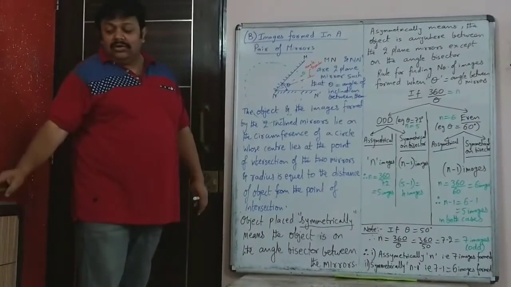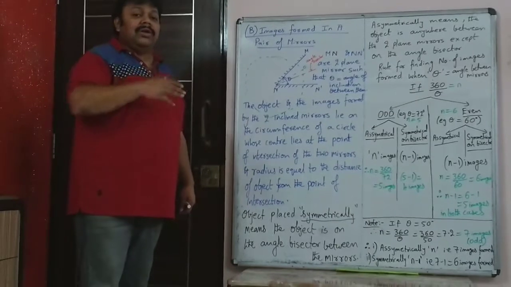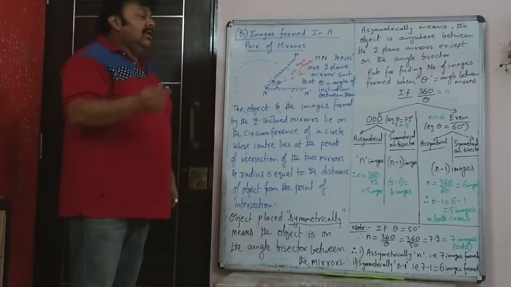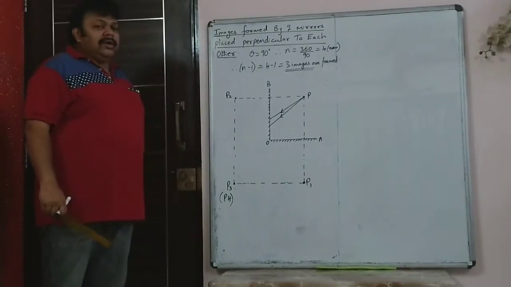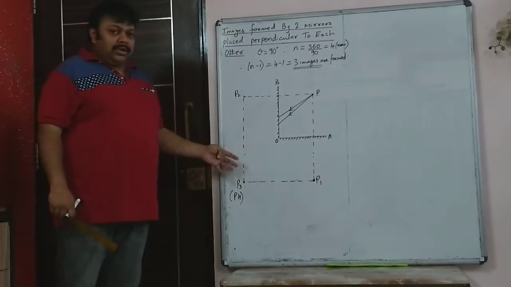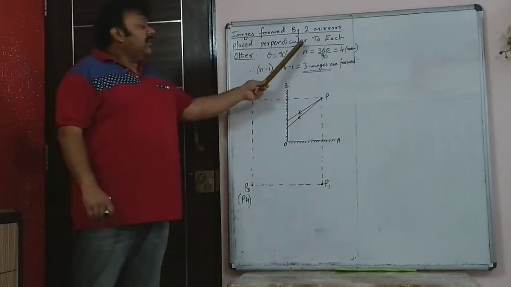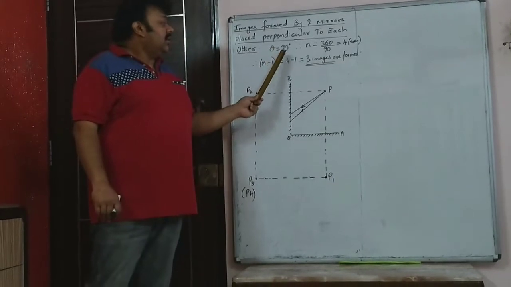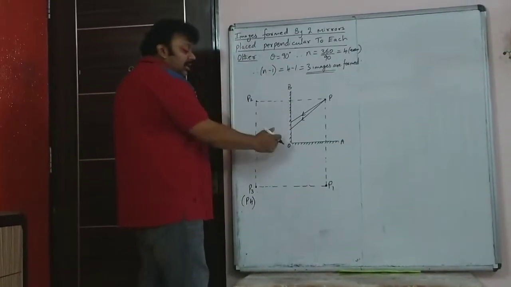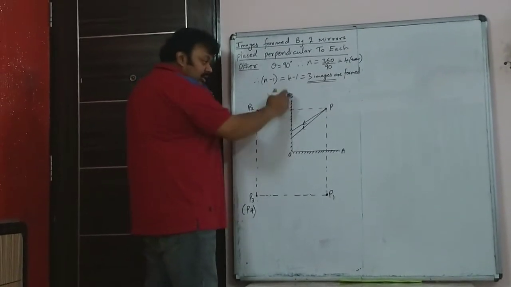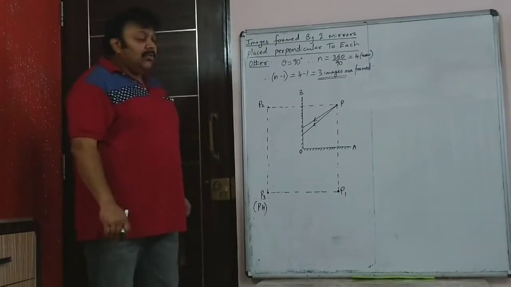Now we will go on to see how many images are formed when two mirrors are placed perpendicular to each other at 90 degree. That diagram is also important. This diagram is important. It is incomplete. I will complete it while explaining. Images formed by two mirrors placed perpendicular to each other. Theta is 90 degree. That means these two mirrors OA and OB intersect at the point O, and angle AOB is 90 degree.